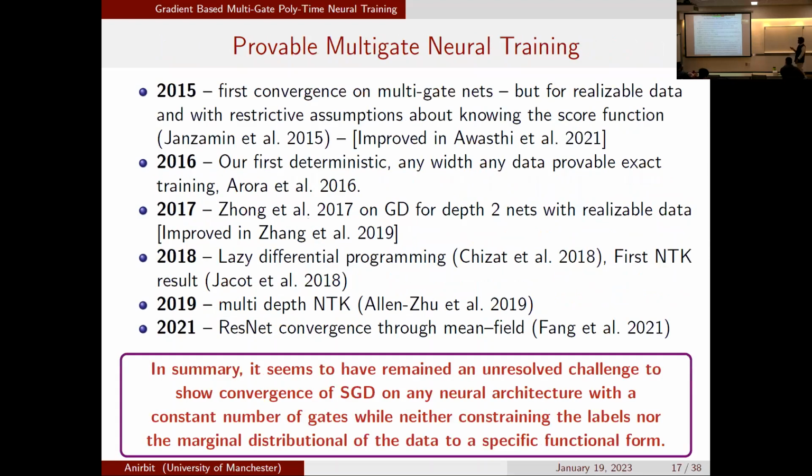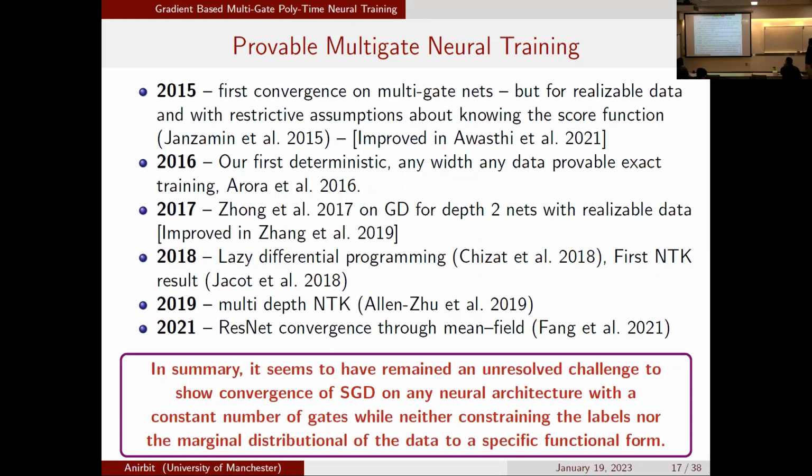Okay, so here's a brief summary of the history of the field of provable convergence. To the best of my knowledge, probably the first significant multigate convergence was in 2015 by Janzamin et al. It was recently improved by Awasthi et al. in 2021. Then in 2016, we gave the first deterministic any width, any data exact convergence that I started the talk with. In 2017, Zhong et al. gave a proof of gradient descent on depth 2 nets with realizable data and Gaussian distributions. This was hugely improved in complexity of the runtimes, etc., by Zhang et al.